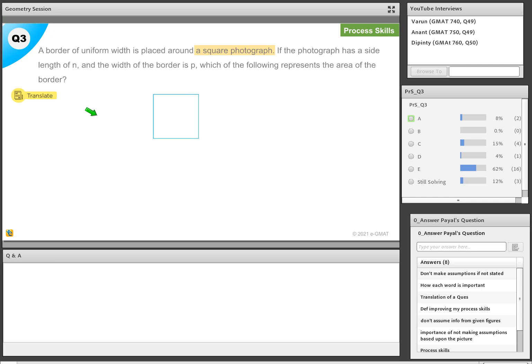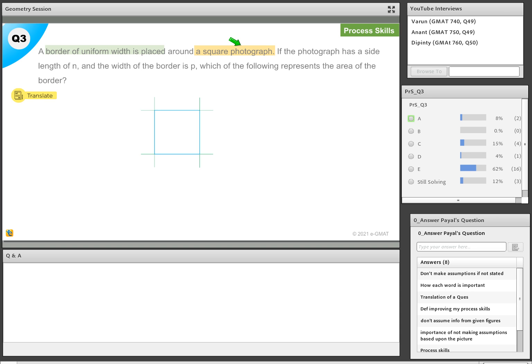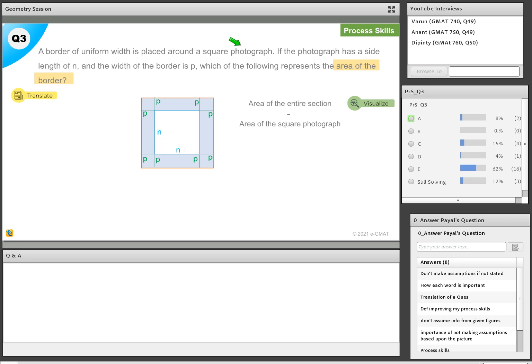A border of uniform width is placed around a square photograph. So again, as you read the information, you need to write down what it is: square photograph, and then border of uniform width is placed. So you make the width there, you make the border there, and then you essentially start to populate your figure. What you end up getting is a square. The area, what you need to figure out is the area of the border. Now how can you find the area of the border? You take the area of the entire section and you remove the area of the square photograph, and you end up getting the area of the border, right?